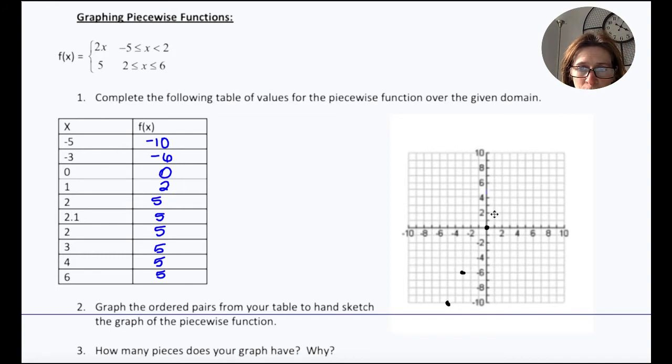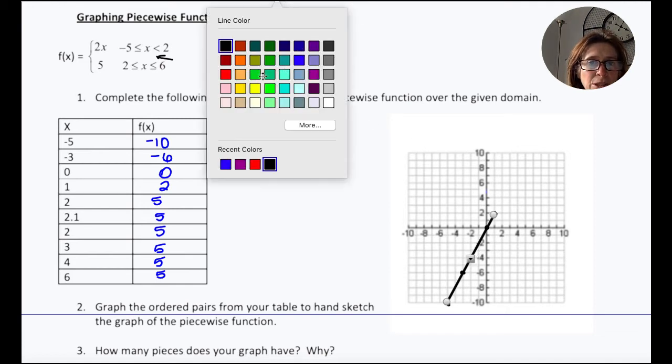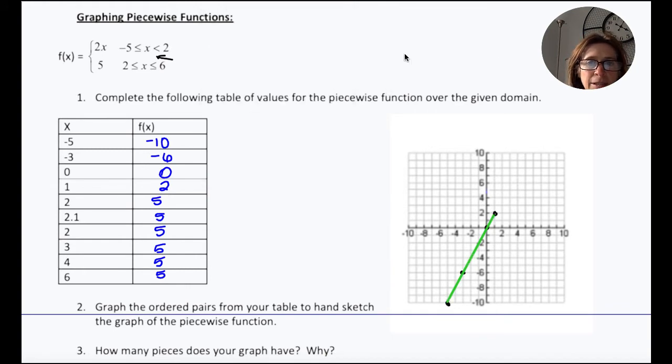I'm going to put an open circle at 2, though, because my domain shows me that. Then I'm going to draw a line through that, like that. Now I'm going to color that line so you can see it a little bit better. Let's use green. Okay, there we go. Got our line. And again, we have to make sure we know that it's an open circle there.